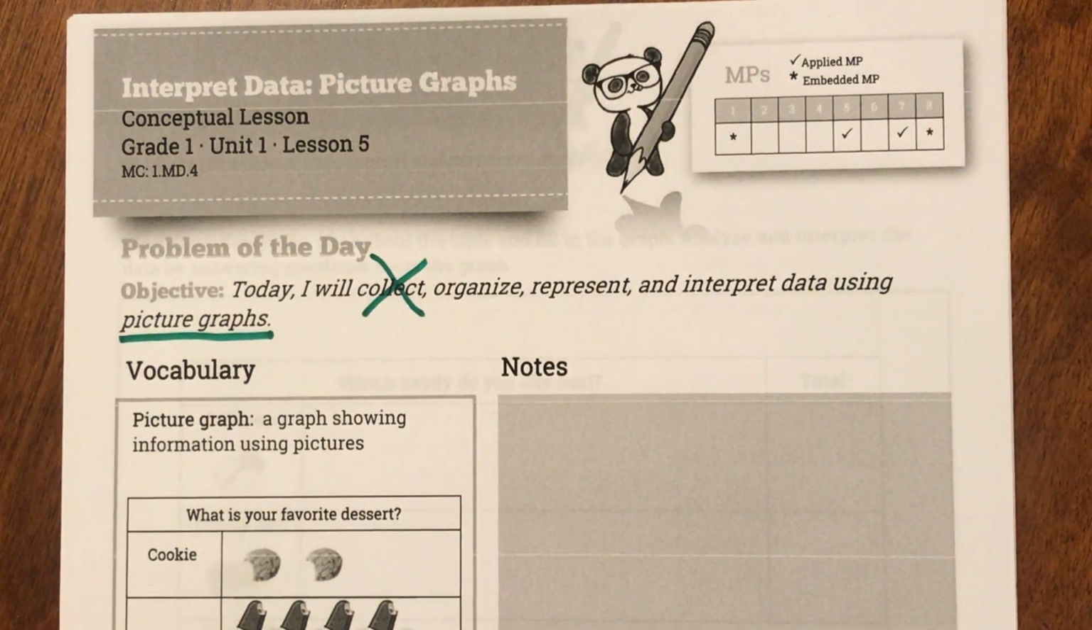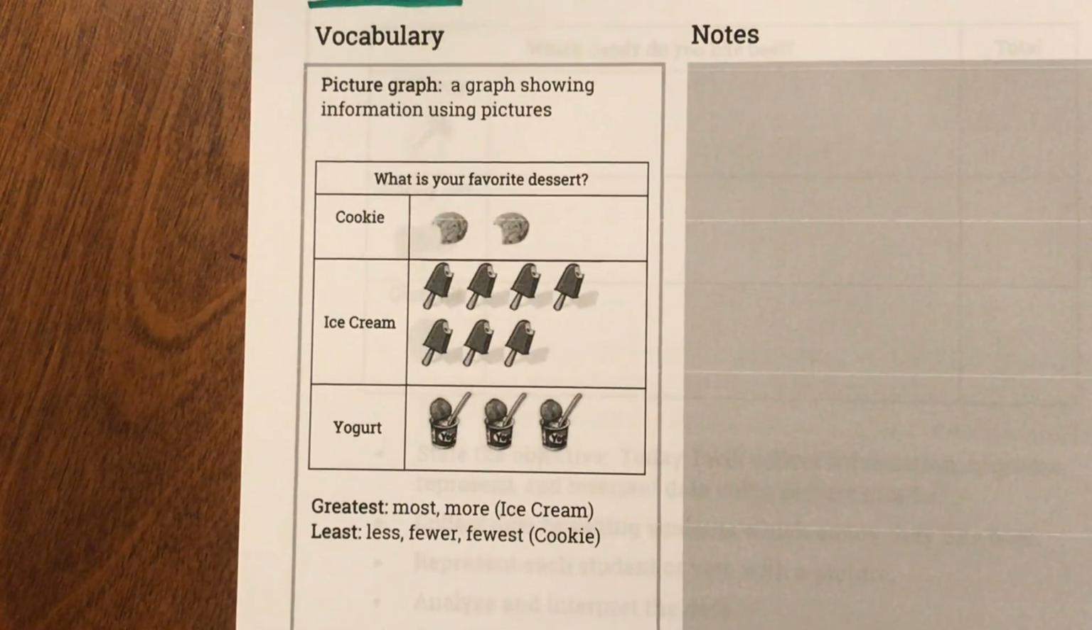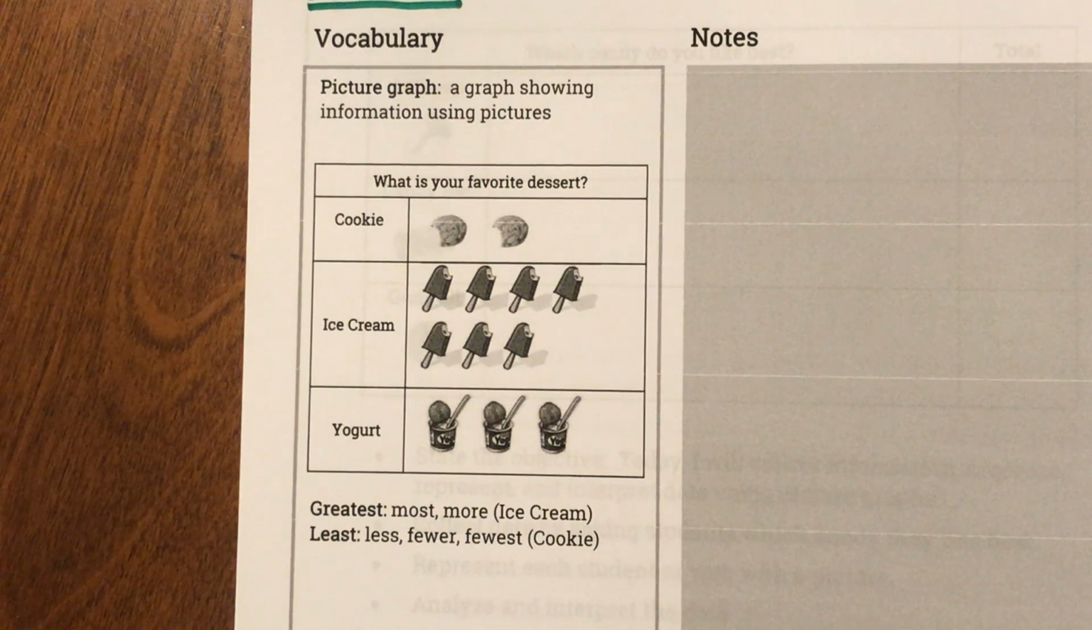So I'm going to cross that off. I'm going to provide you with the numbers. We're not going to be able to ask each other. Okay, so let's look at our vocabulary to see what this picture graph is. It says it's a graph showing information using pictures. So instead of using the tallies, we're now using pictures.